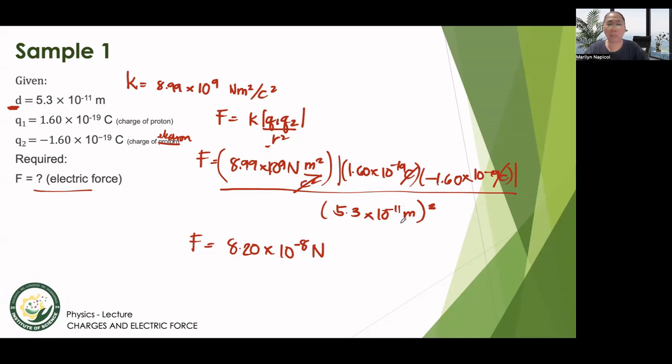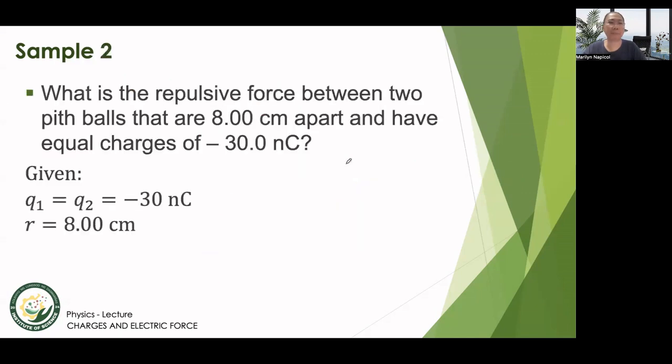Kapag in-square nyo siya, ito, maka-cancel din. And so therefore, may iwan ka na lang na unit na Newton. Okay, so this is how you answer example number 1. Right? So ulitin ko lang, it doesn't matter whether ano yung ating sign kasi kinukuha lang natin dito is the absolute value. Okay, so let's try another example here.